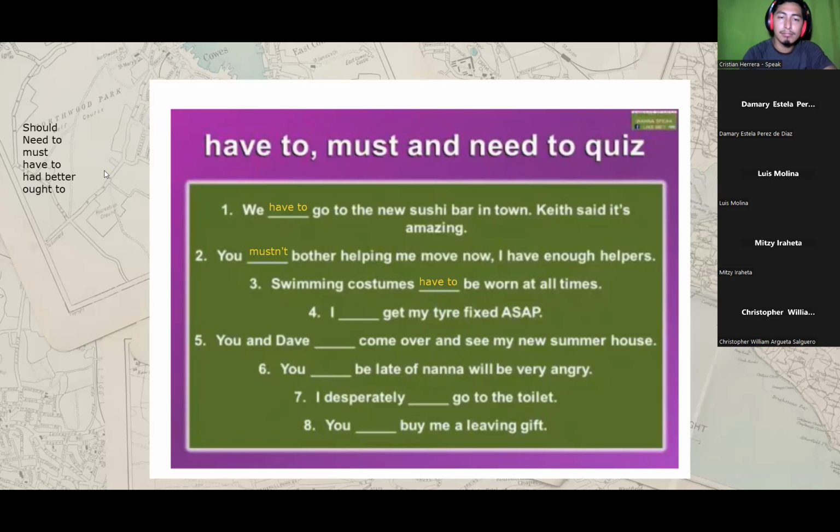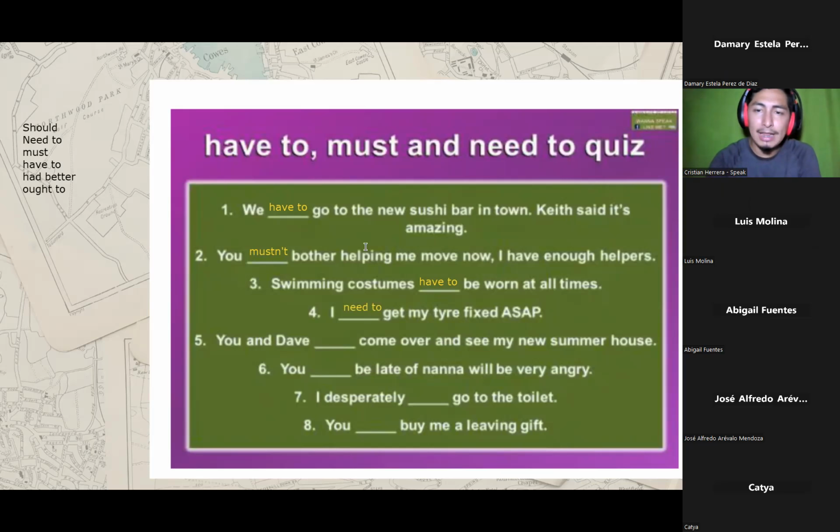For me, the number four is: I need to get my tire fixed ASAP. Very good. I need to. Oops. Need to. Well done. Okay, that example is correct. So very good. Let's continue.